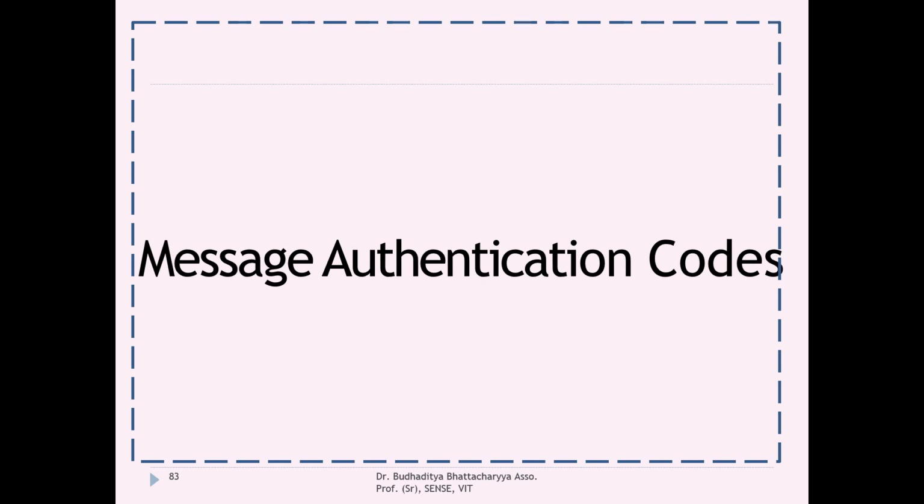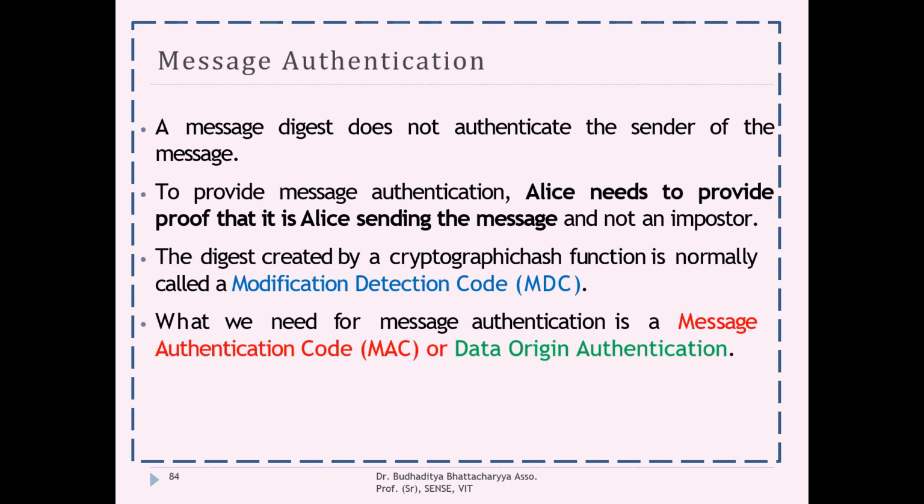The name should have been user authentication code because the message is encapsulated by a hash function. We are sending it, but now using this, we are trying to find out whether the user is authentic or not. So that is being done over here. So for that, we call it something like this. You can see Alice needs to provide proof that it is Alice sending the message.